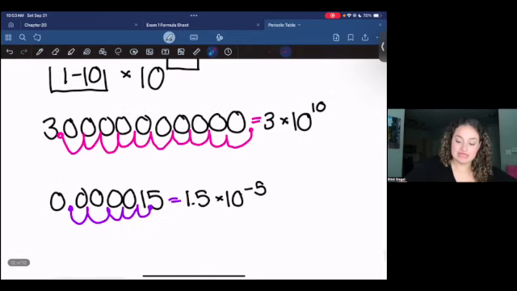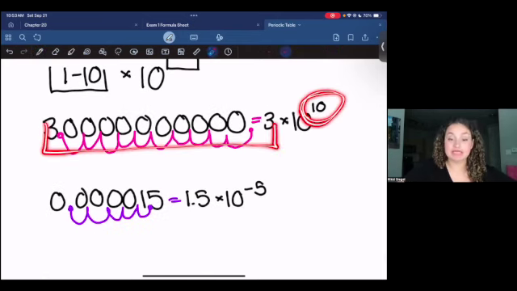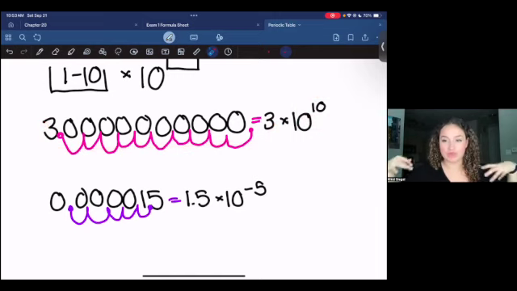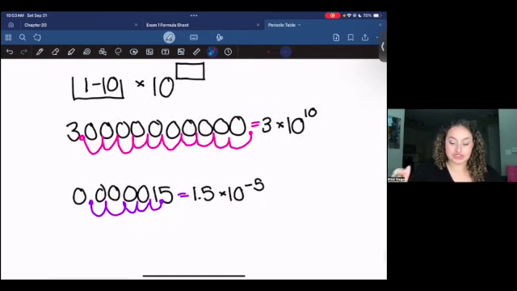So as you can see, the first one is a positive exponent. Why? Because it is a really big number. So we want a really big or really positive exponent. For a small number, we want a negative exponent. A lot of teachers and textbooks like to say, if you're moving your decimal point to the left versus to the right, this is how you remember.